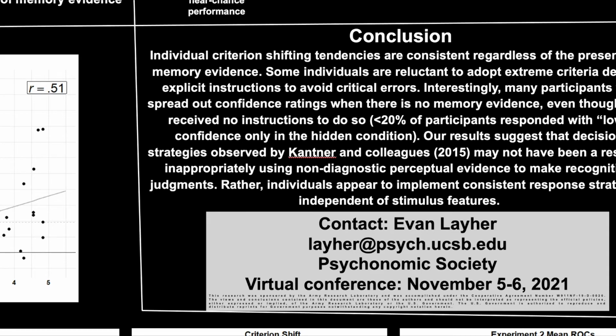Interestingly enough, many participants will also spread out their confidence rating and report high confidence in the no memory evidence condition, even though they received no instructions to spread out their confidence and were specifically told to rate how confident they felt their answer was correct. In fact, less than 20% of participants reported low confidence for all of the images in the hidden condition. This is interesting because oftentimes confidence ratings are believed to reflect how strong a memory is, but in this case, participants had no basis to form their decisions.